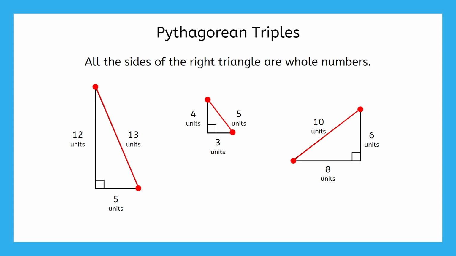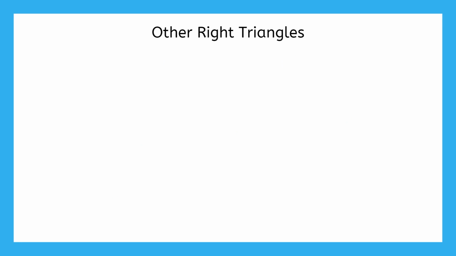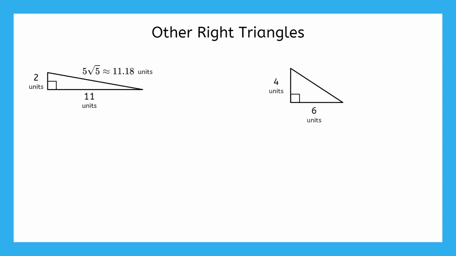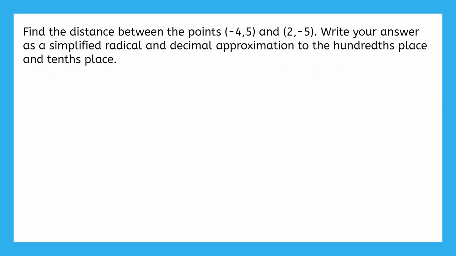But honestly, most right triangles don't have a hypotenuse that is this nice. And most distances aren't this nice either. Most of the time, even if the legs of a right triangle are whole numbers, the hypotenuse won't be. These are the kinds of distances that we're going to find in this lesson. And we're going to learn to write our answers as a simplified radical and as a decimal approximation. So let's give it a try.